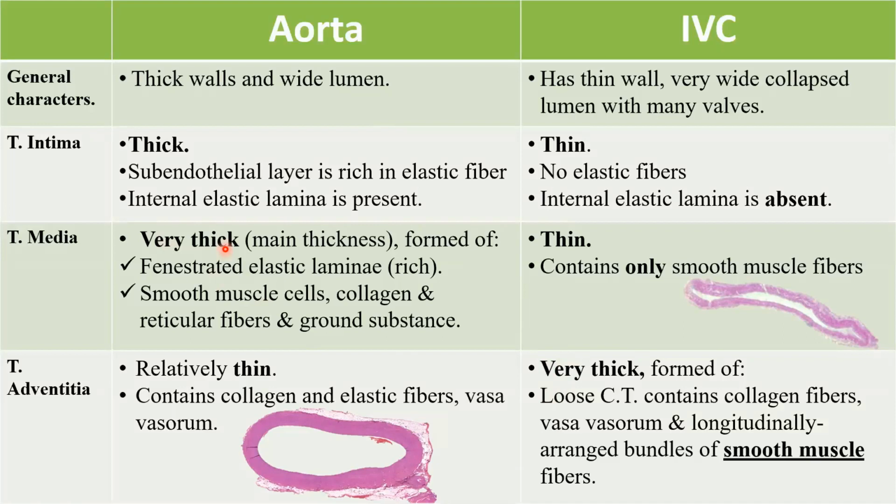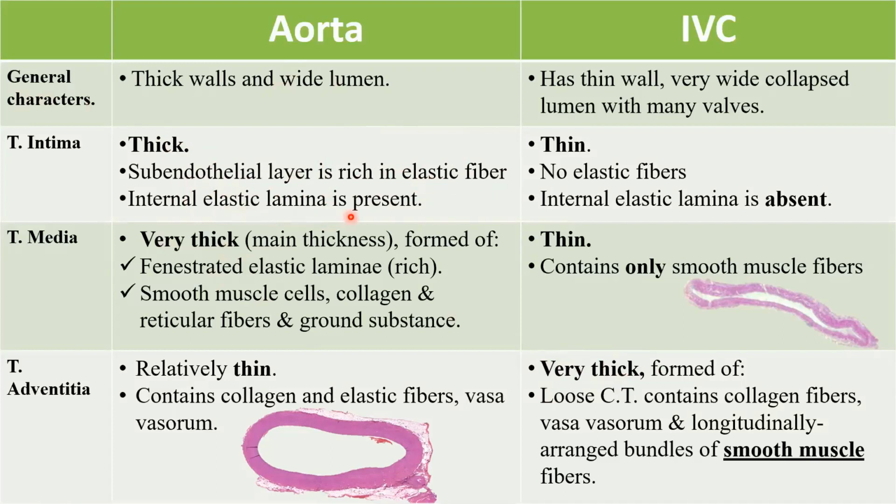So it will be thick only in medium-sized artery. It will be thick only in medium-sized vein. Here is the difference in the thickness of each layer. Regarding the structure, intima of aorta is formed of endothelium and subendothelial layer rich in elastic fibers. So remember that elastic means artery. Aorta is a large artery, so it contains numerous elastic fibers. It is rich in elastic fibers.